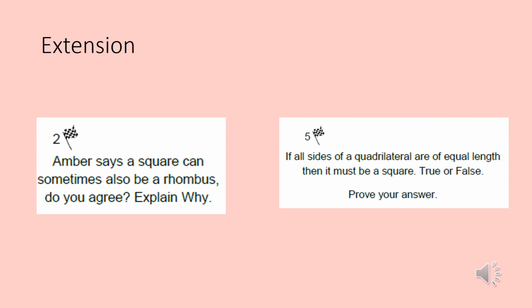Okay, so if you have done today's challenges and you would like to challenge yourself a bit more, here are two extension questions that you could have a go at. So first, Amber says a square can sometimes be a rhombus. Do you agree? Explain why. Can you explain in your own words? The next question is, if all sides of a quadrilateral are equal length, then it must be a square. Is that true or false? Can you prove your answer with a drawing or with an explanation? You can write. Your choice.